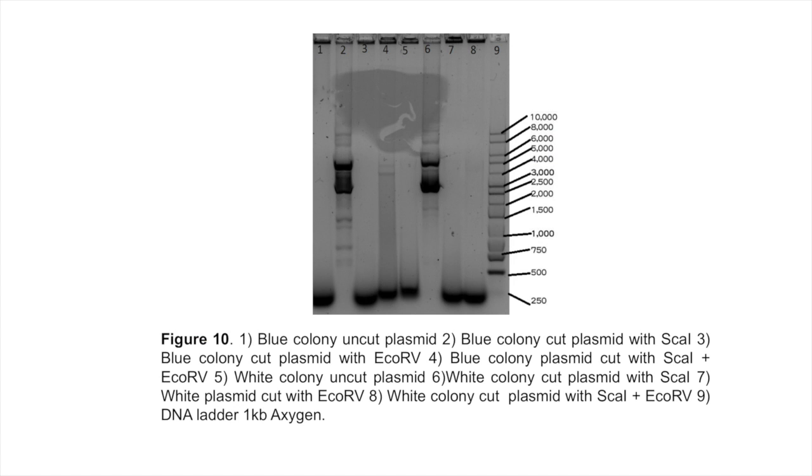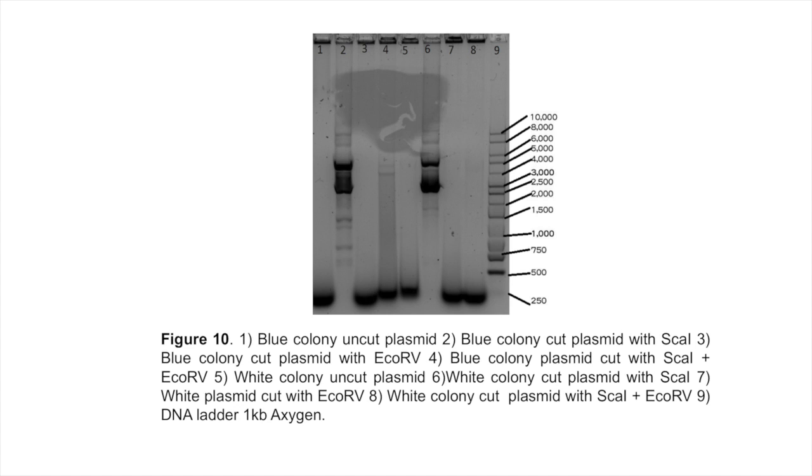For the first well, we have a blue colony uncut plasmid. For the second well, we have a blue colony plasmid cut with ScaI. For the third well, we have a blue colony plasmid cut with EcoRV. For the fourth well, we have a blue colony plasmid cut with ScaI plus EcoRV. For the fifth well, we have a white colony uncut plasmid.